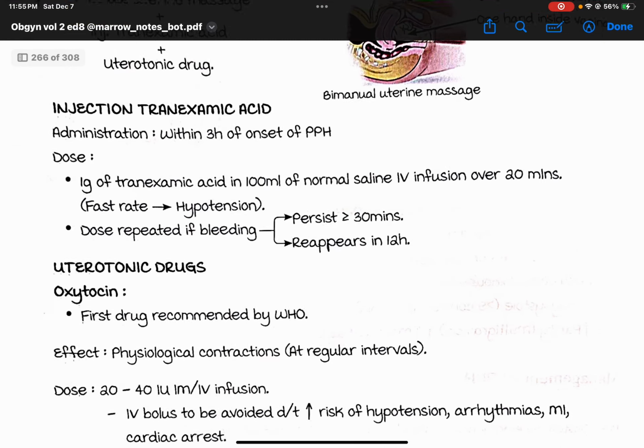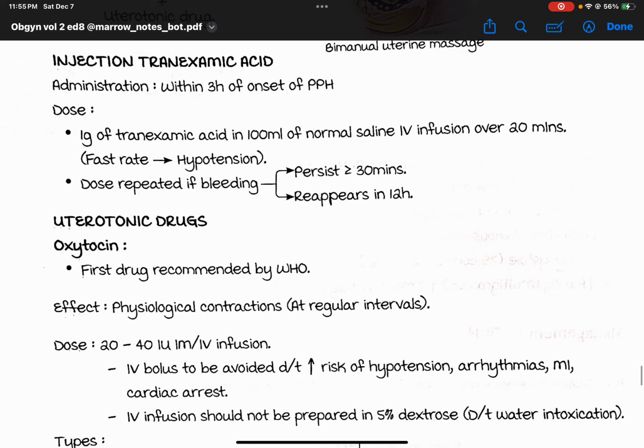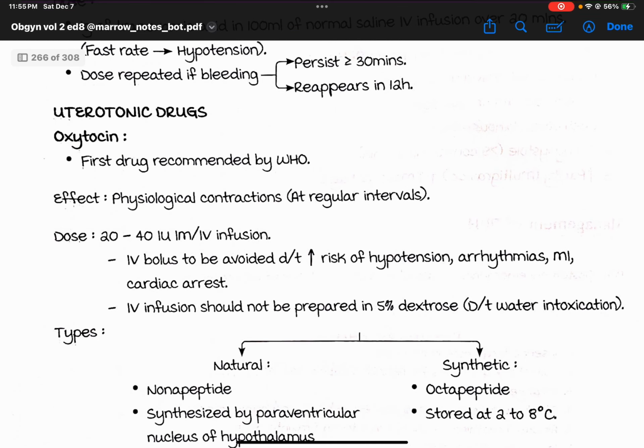Injection tranexamic acid: administration within 3 hours of onset of postpartum hemorrhage. Dose is 1 gram of tranexamic acid in 100 ml of normal saline, IV infusion over 20 minutes. Fast rate causes hypotension. Dose is repeated if bleeding persists for more than half an hour, or reappears within 12 hours. Uterotonic drugs.